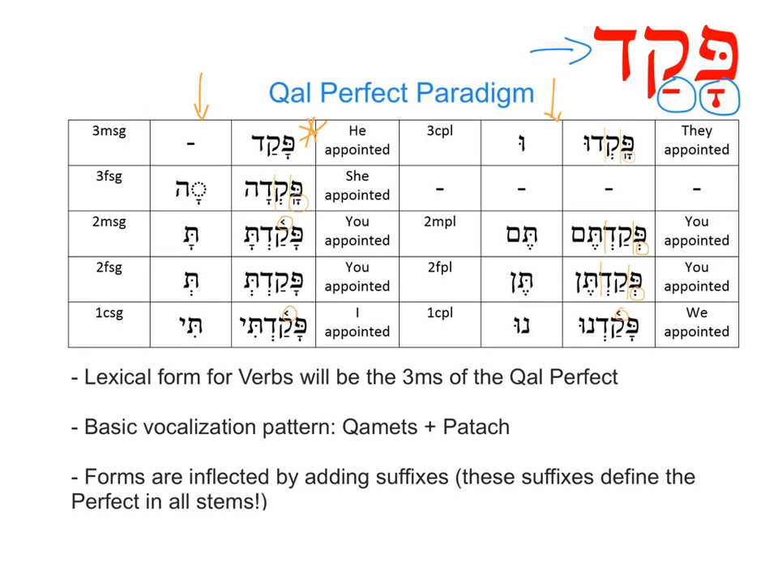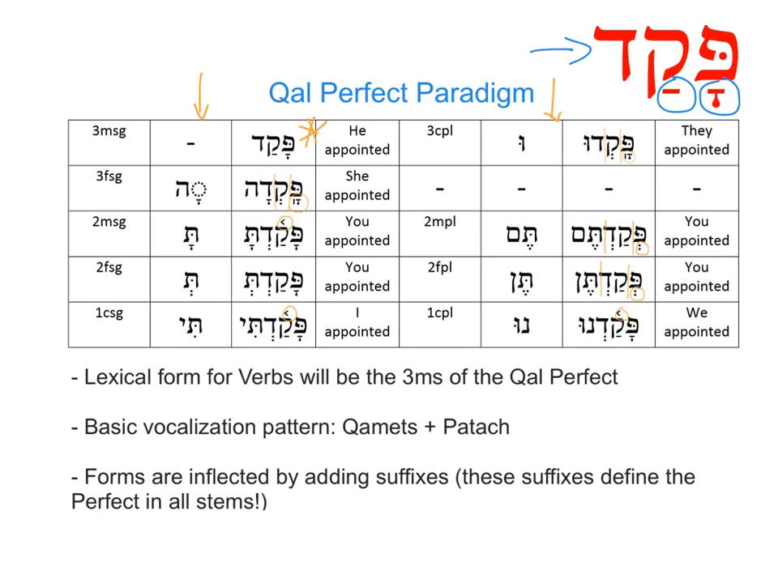We'll do this together when we meet in class, but let's just read through this a few times. Starting from the top, the 3MSG, we'll work our way down this column and then down this column. All right, so here we go. It's pakad, pakada, pakadta, pakadt, pakadti. And then if we start up at the top over here, pakadu, pekadtem, pekadten, pakadnu. So that's our entire Qal Perfect paradigm.